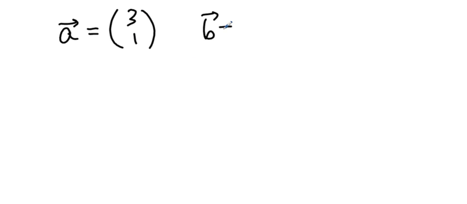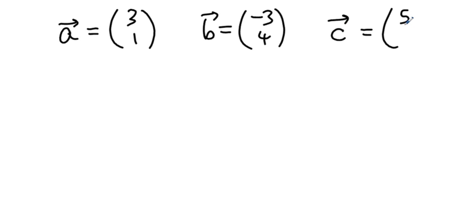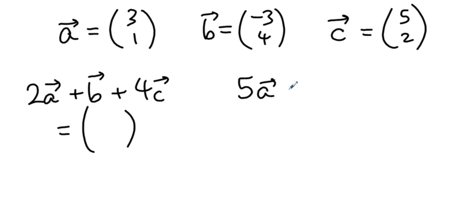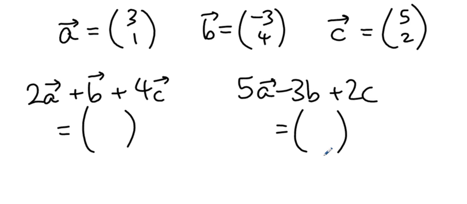So time for you to practice just a little bit. Let's pretend that I have the vector A, and that vector is 3, 1, and I have the vector B, and that vector is negative 3, 4, and I have the vector C, and that vector is 5, 2. I want you to be able to find 2A plus B plus 4C in component form, and I want you to be able to find 5A minus 3B plus 2C in component form. So you have to figure out what two of these is, and add it to that, and add it to four of those, and it runs exactly the way that you think it does.